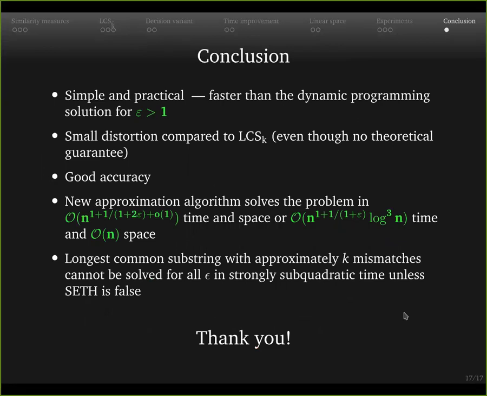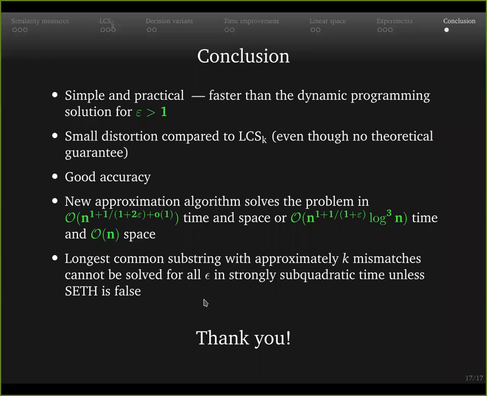The conclusion is that the implementation of the linear space algorithm is quite simple and practical. It is faster than the dynamic programming solution for epsilon strictly larger than 1. It has a small distortion compared to LCSk, even though there is no theoretical guarantee. And it has quite a good accuracy. To say it one more time, we bring two new approximation algorithms: one that solves the problem in n to the power 1 plus 1 over 1 plus 2 epsilon plus o(1), and one with just a log n additional factor and linear space.